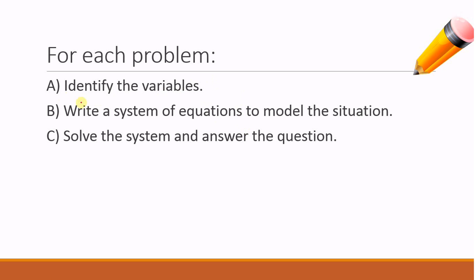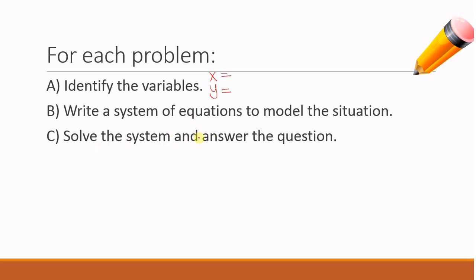So for each problem, we're going to want to first identify the variables. That means we're going to be able to say x equals, y equals. So we're going to want to figure out what are the two things that they're talking about, and I'll show you how I usually find those in a little bit. Then you're going to write a system of equations to model the situation. So they're going to give you a story problem more or less, and you're going to have to create the equations that they're asking based on what they're giving you.